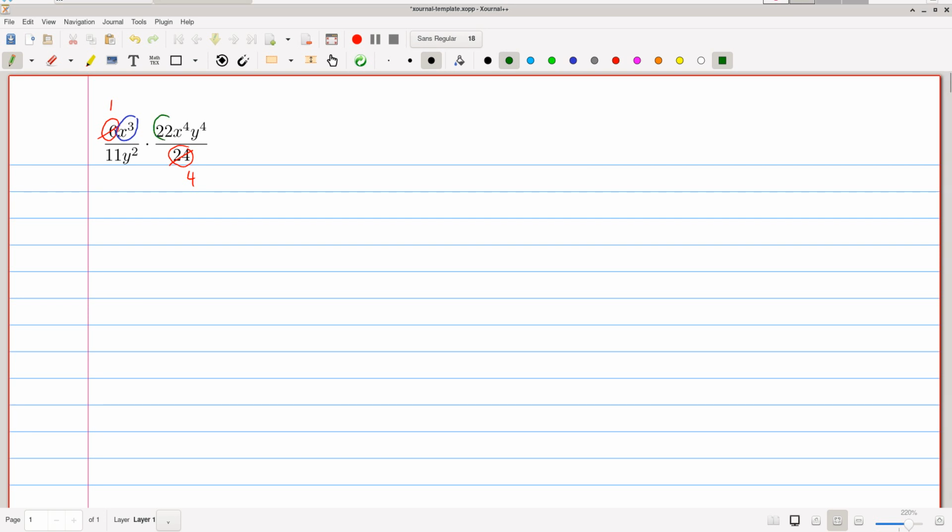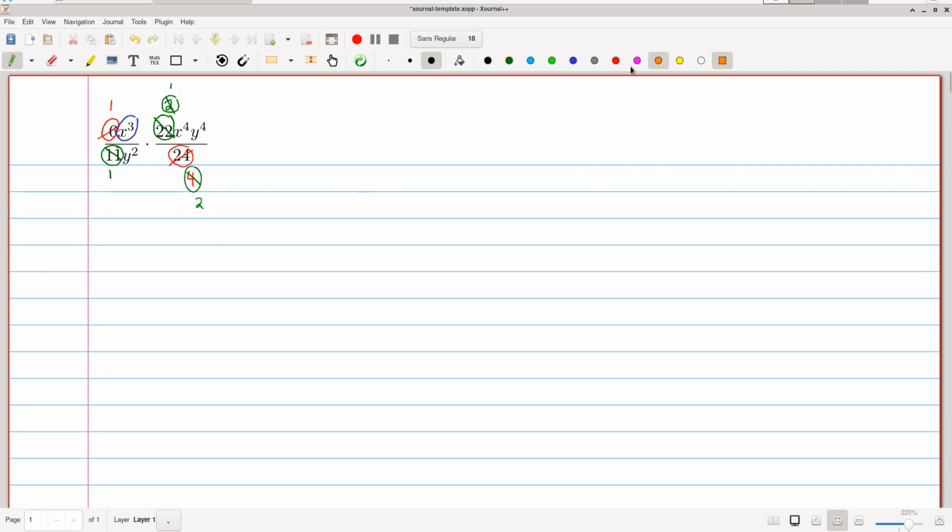Next, we look at the 22. I see that 22 and 11, those can both reduce. We can divide them both by 11. So 22 divided by 11 is 2, and 11 divided by 11 is 1. Now I can go further with this 2, because now 2 and 4 can reduce. 2 goes into 2 one time, and 2 goes into 4 2 times.